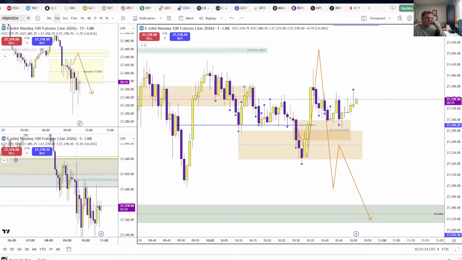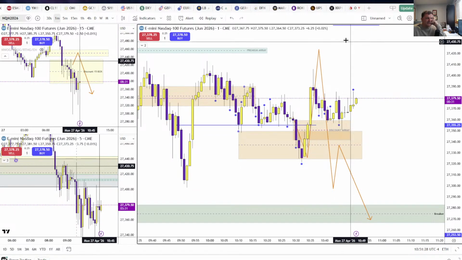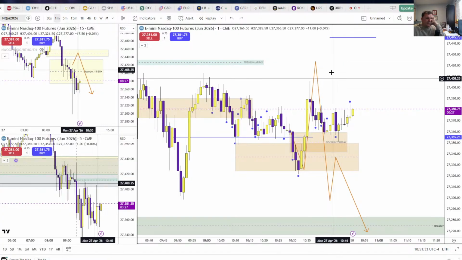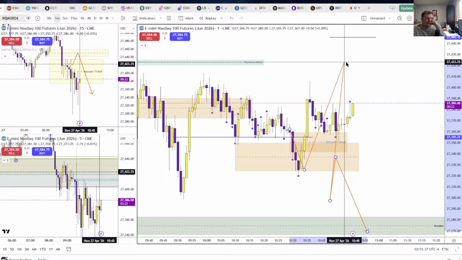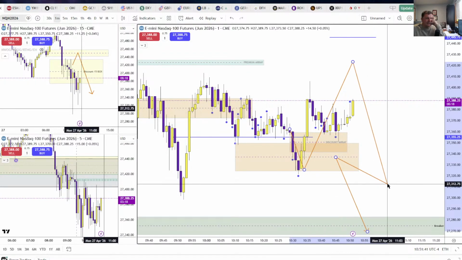I want to see that 11 a.m. Give us the reversal up here, Hadi. Give us a nice little change up here. So this will be like this. Like this.